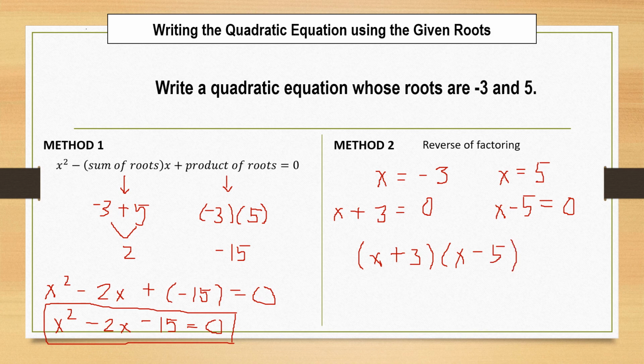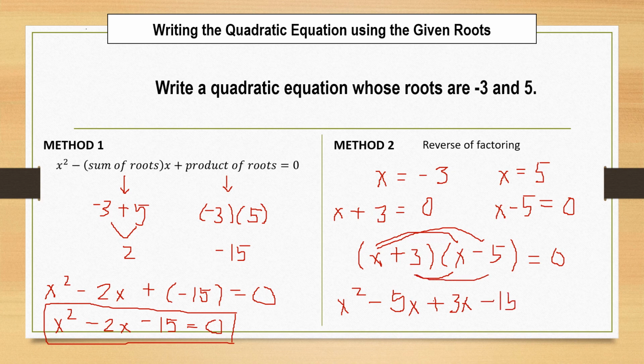is equal to 0. Now find the product using FOIL method. X times x, x squared. X times negative 5, negative 5x. 3 times x, that is 3x. 3 times negative 5 is negative 15, is equal to 0.